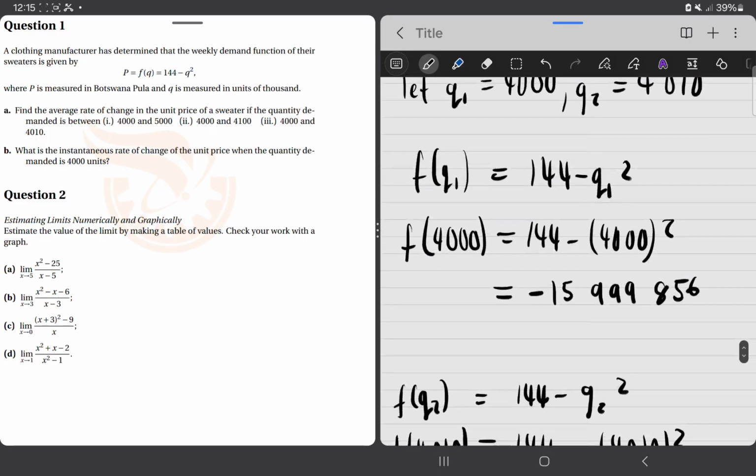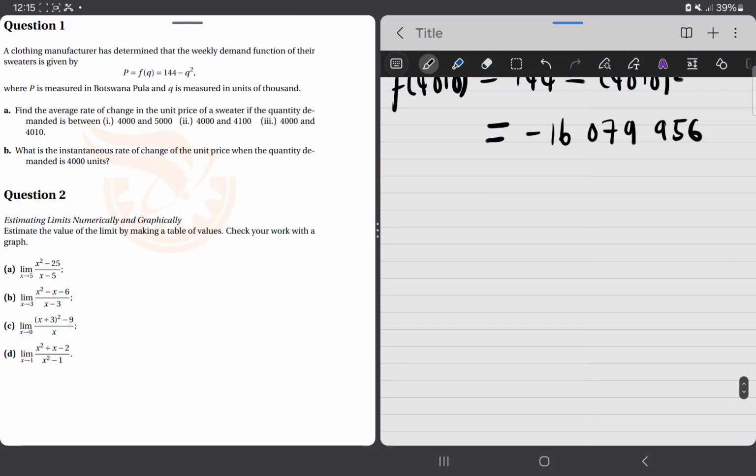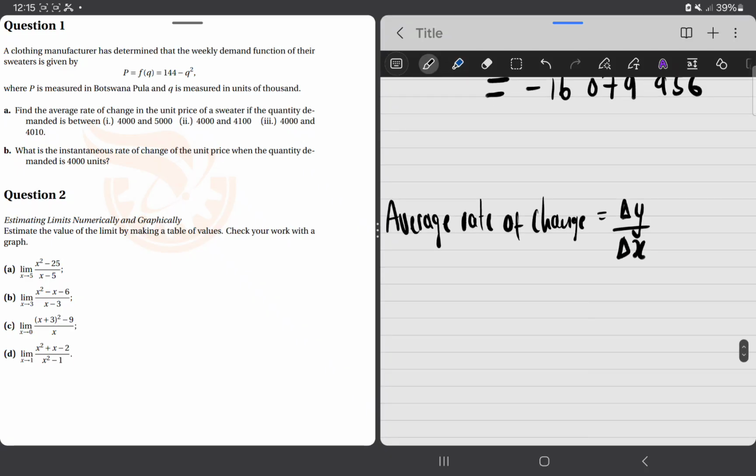Now, what are we going to do? We have them both. We are now just going to say average. The moment, because we know this is for average rate of change. Average rate of change. Not just the rate of change, but the average. Not the instantaneous, but the average. For rate of change, we have average and we have instantaneous. Average is very easy. It's change in y over change in q, sorry.